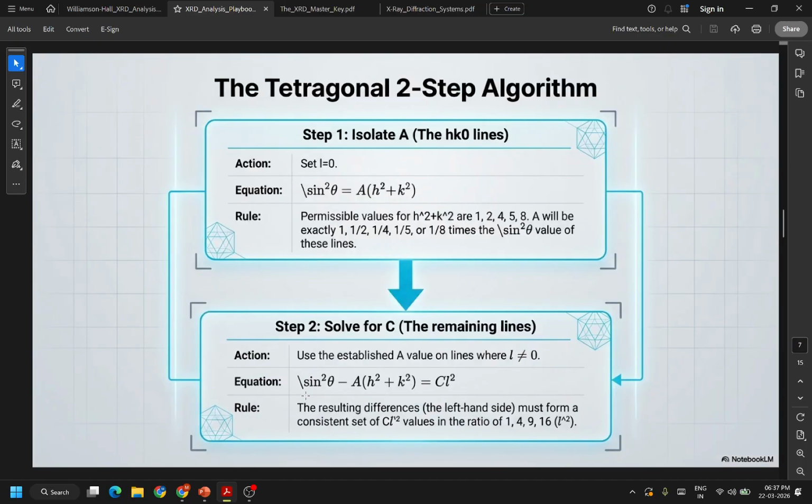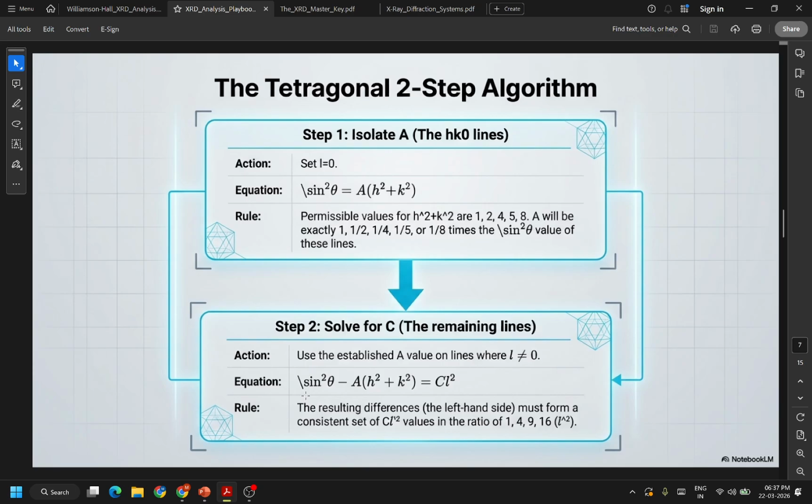Now, to calculate your a and c, you have to use a two-step algorithm. First you isolate A, so you only take the lines where L is 0. So now your sine square theta becomes A into h square plus k square, since L is 0, so the C l square term goes away.